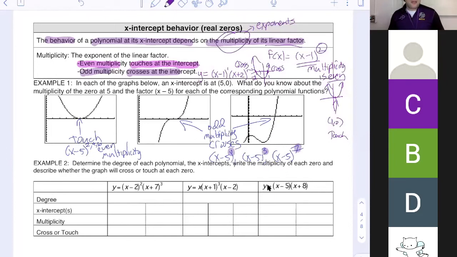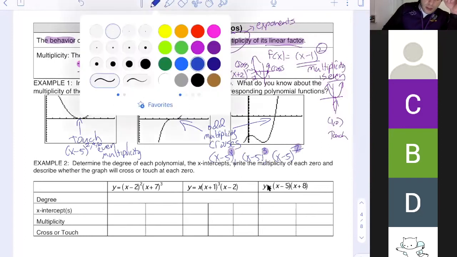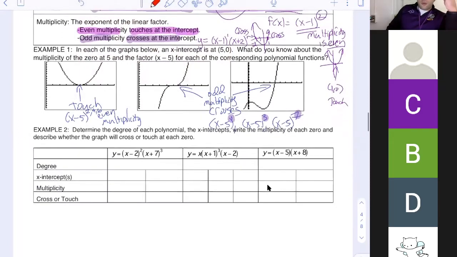This goes back and forth. We can predict if it crosses, but also if it crosses, then we know for sure it's odd. The same thing with touches: if it touches, we know it's even, and if it's even, we know it's going to touch. So we're going to apply these.